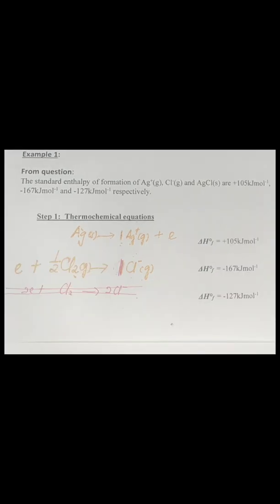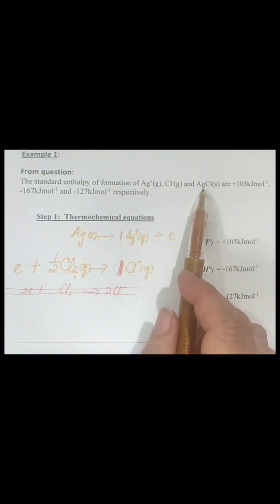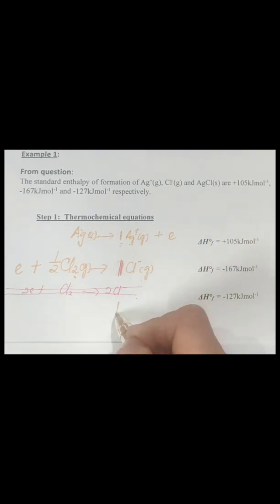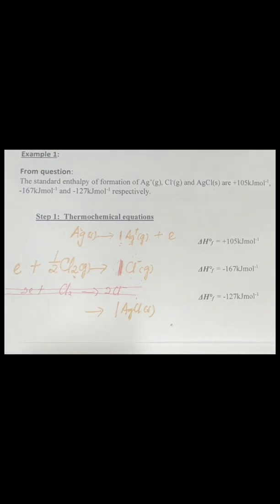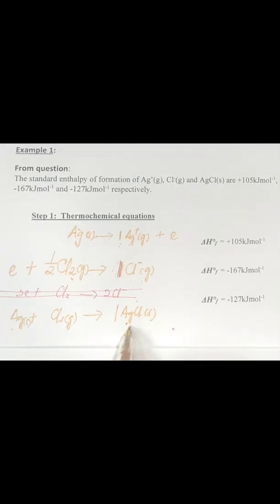Lastly, we go to the definitions for the standard enthalpy of formations for silver chloride. So 1 mole of silver chloride is from its element. So the elements should be Ag and chlorine gas. After that, we check whether the thermochemical equation is balanced or not. We have 1 silver here, 1 silver. We have 1 chlorine here, but we have 2 chlorine here. To balance up the equation, we need to put 1 over 2 here.